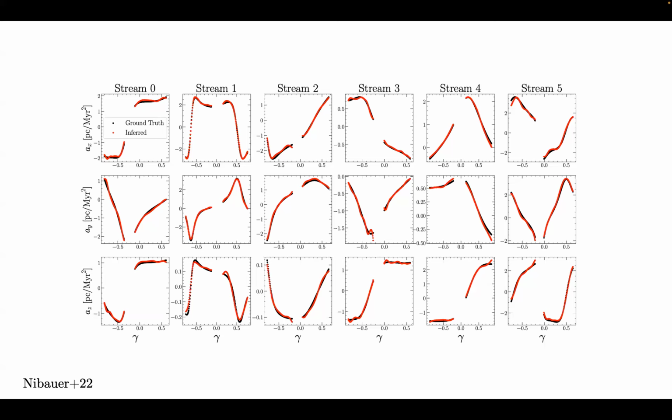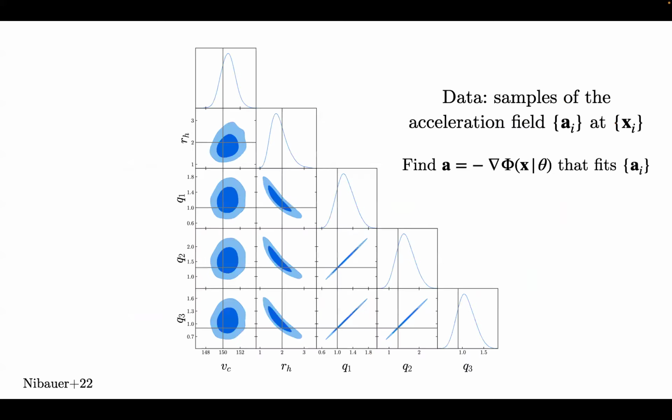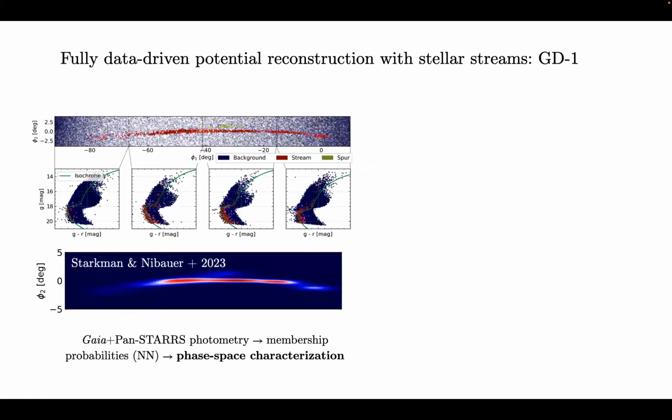But the good news with this is once you have accelerations, you have the fun of trying to interpret them as a post-processing step. So now you can say, okay, my data are this set of accelerations measured over the stream, and I want to find the density or potential model that reproduces the data. So again, this is the case where it's simulations and we have the right answer and you get the right contours back.